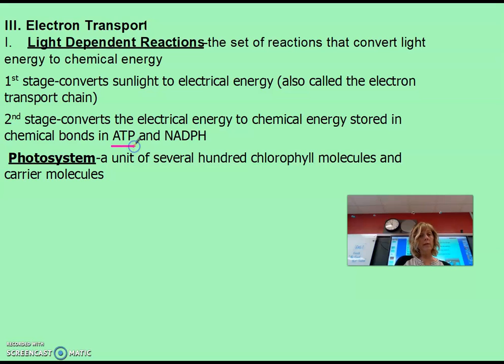So some ATP is actually produced in photosynthesis and also some NADPH. We're going to talk about how these photosystems are an important part of that. So they're just kind of all connected chlorophyll molecules.